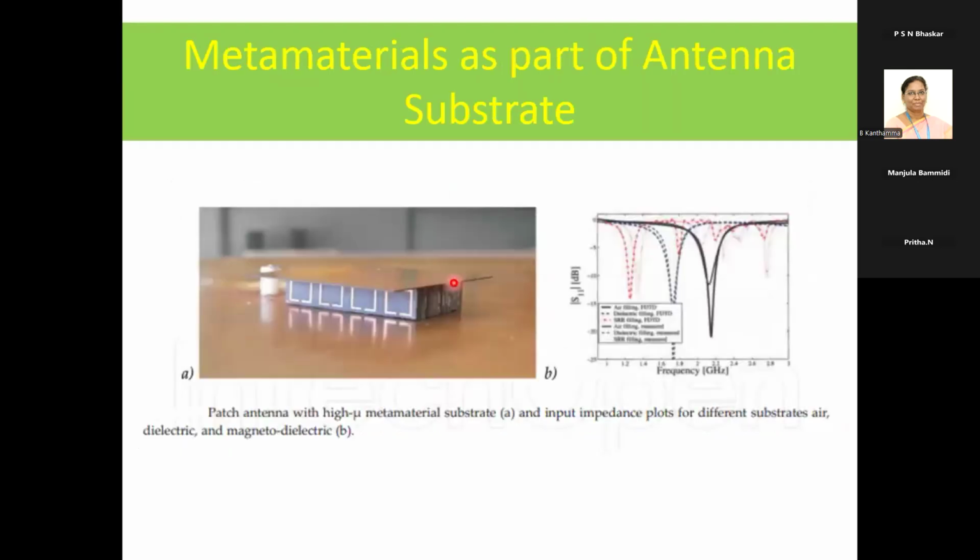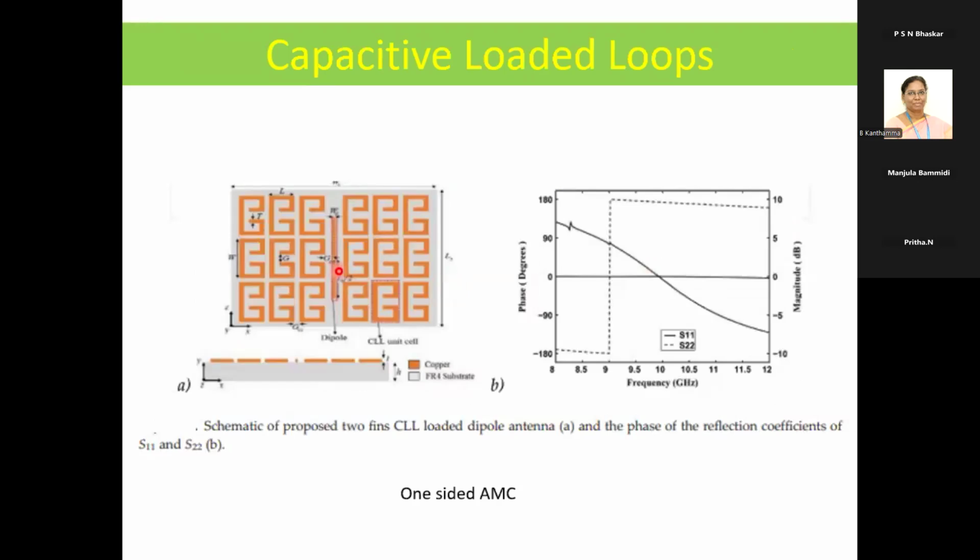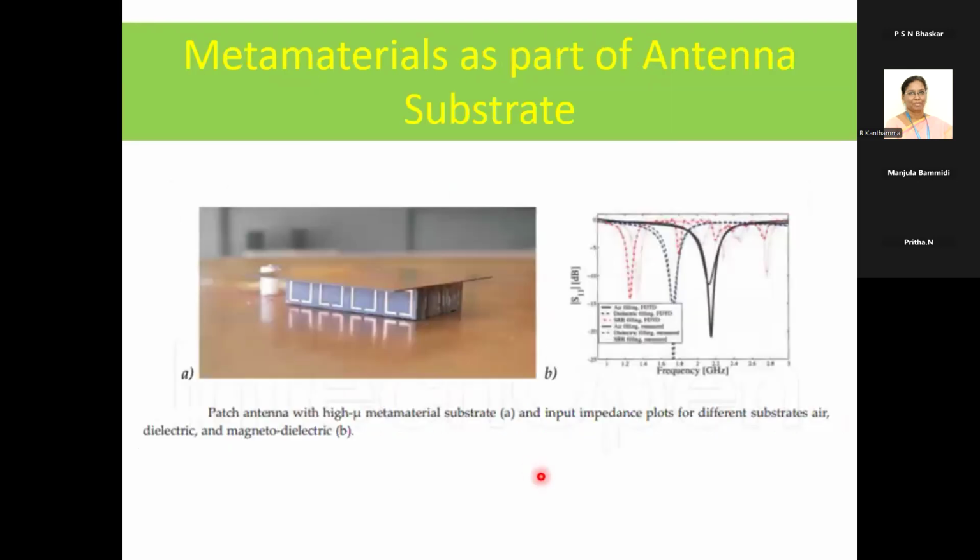And metamaterials, this will reduce. You are going to have the one-sided AMC, which means we can use this. This is the dipole, these are the AMCs, and these are the coppers. So you are going to use this dipole for radiation purpose, and the metamaterials as part of the antenna substrate. If you place the metamaterials as a part of the antenna substrate, you can have a control on the resonant frequencies. That means you can see that it is resonating at the lower frequencies.